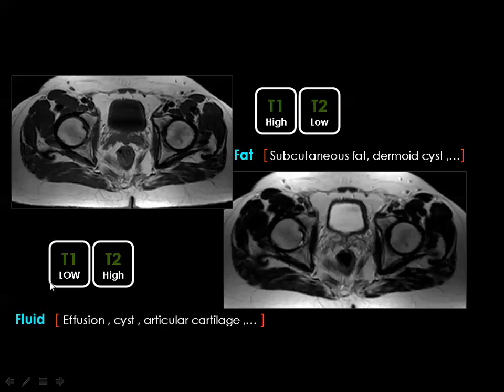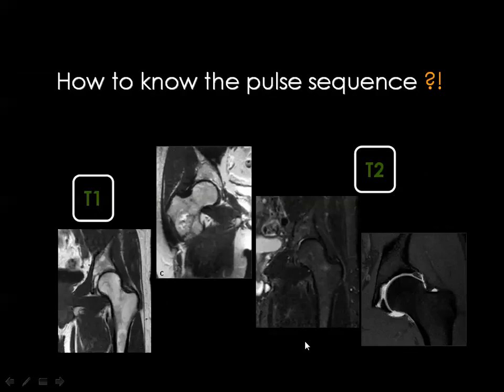Then fluid will appear of low signal in the T1 and high signal in the T2, like the urine in the urinary bladder, in the synovial effusion, any cyst in the vicinity of the hip joint, and so on. The opposite of fluid is fat, and fat will appear of bright signal in the T1 and the less bright signal in the T2 weighted images.